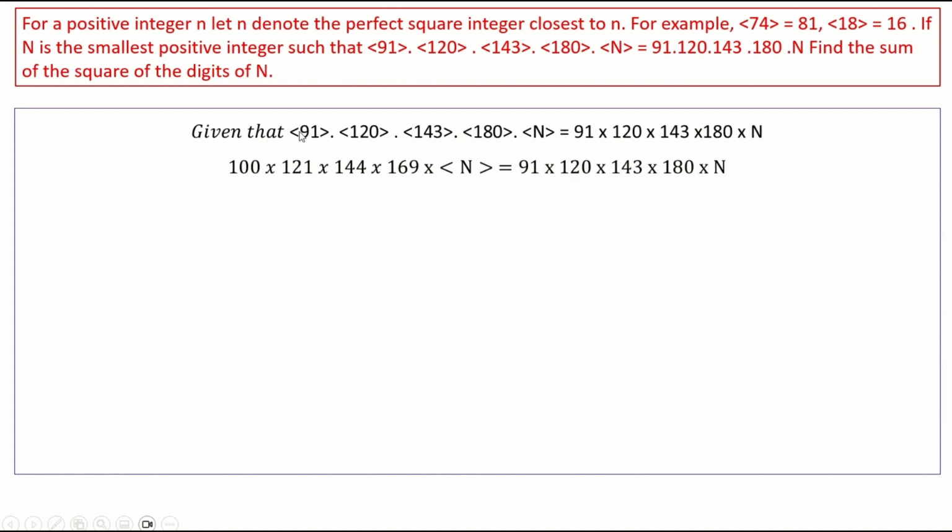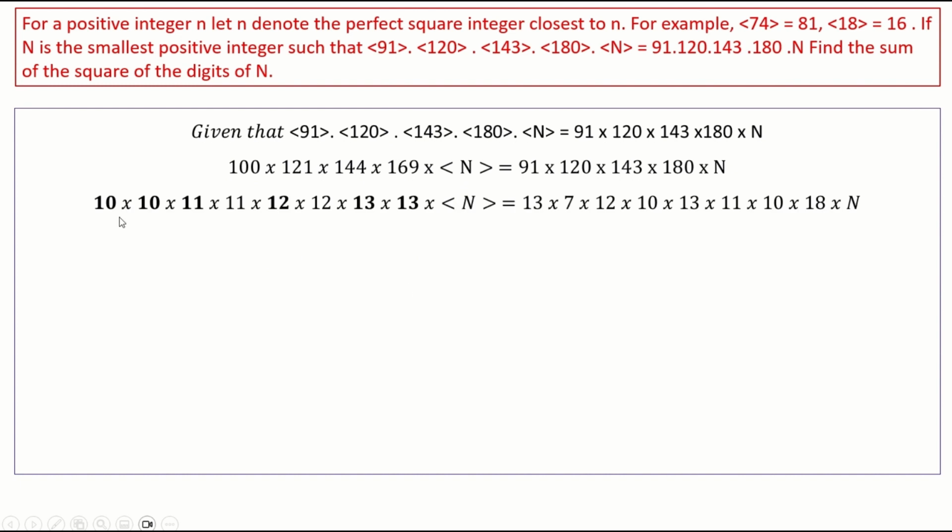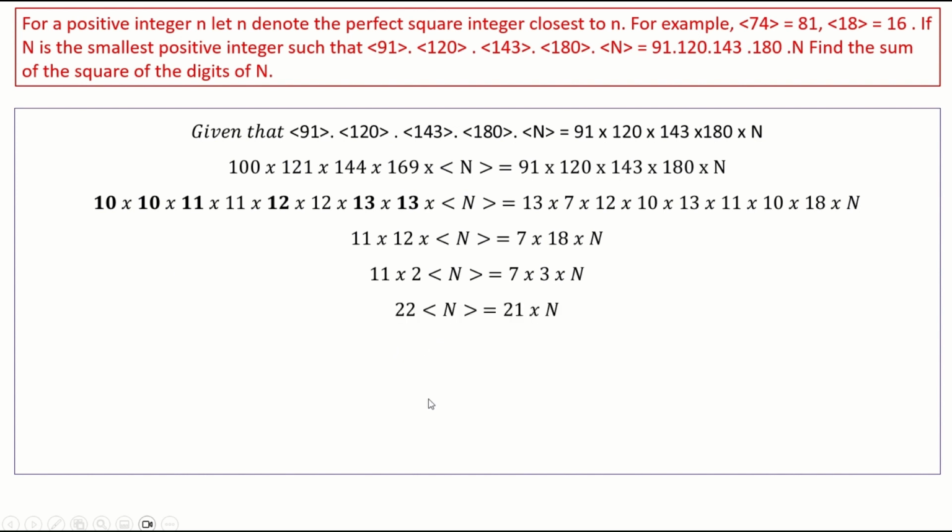So obviously I'll rewrite the closest squares as 100 times 121 times 144 times 169. Only this one I am still having in the brackets. Now you simplify this. Either you divide or you just factorize and cancel. These are repeated from both sides, so you remove them, and what you get is 11 times 12 bracket n equals 7 times 18 n. Simplifying further, you get 22 bracket n equals 21 n.